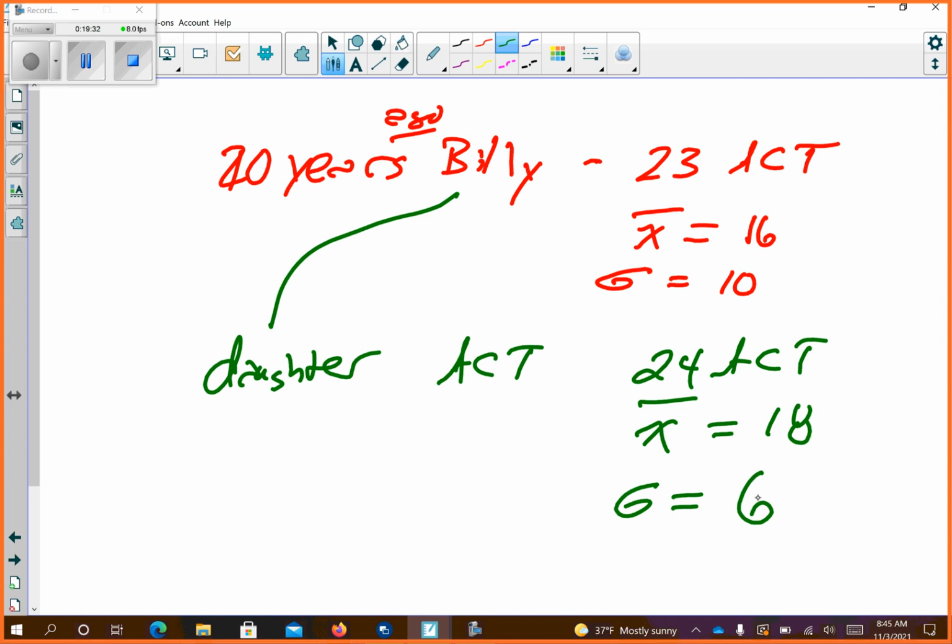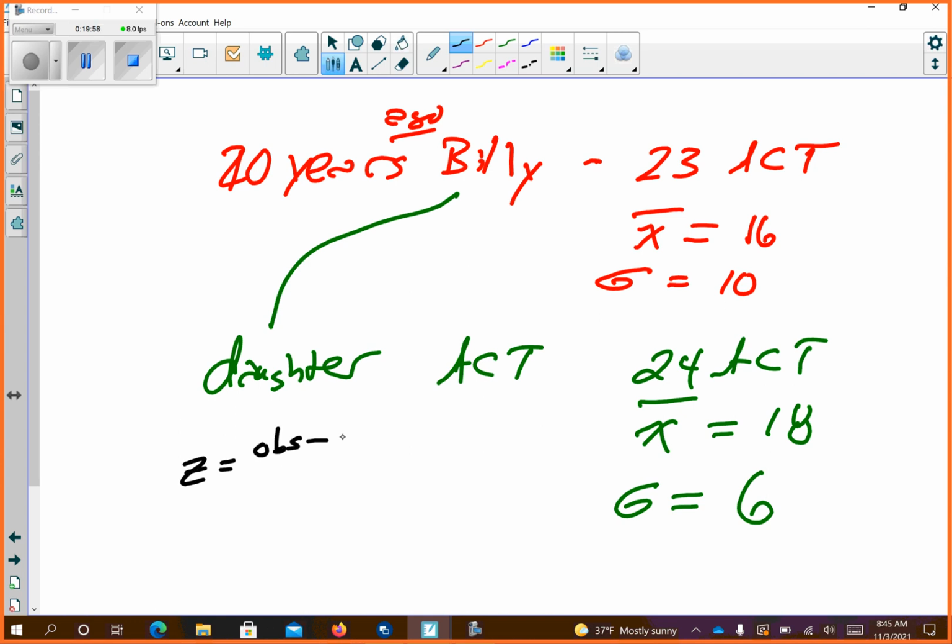So Billy's daughter comes home going, Dad, what'd you get on the ACT? And Billy is pretty proud, saying, well, I got a 23. And the daughter says, ha! I got a 24. I'm smarter than you, Dad. Well, Billy took Stirrup's stats class, and Billy's daughter didn't. So let's figure out this z-score.